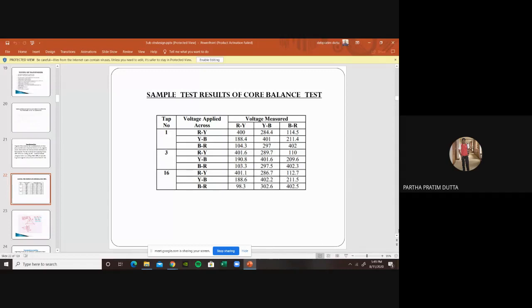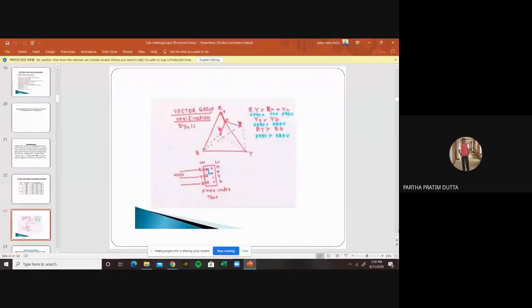Again, we put the same voltage to BR, and we get 104.3 in RY and 297 in YB. Again, if you add them, it comes to the same value. We usually do the same test keeping the tap in number 3 position as well as the 16 position, and we get the result. When we get the same result, we make sure that the core is acting properly. Then we come to the vector group verification test. Later on, we will do that.